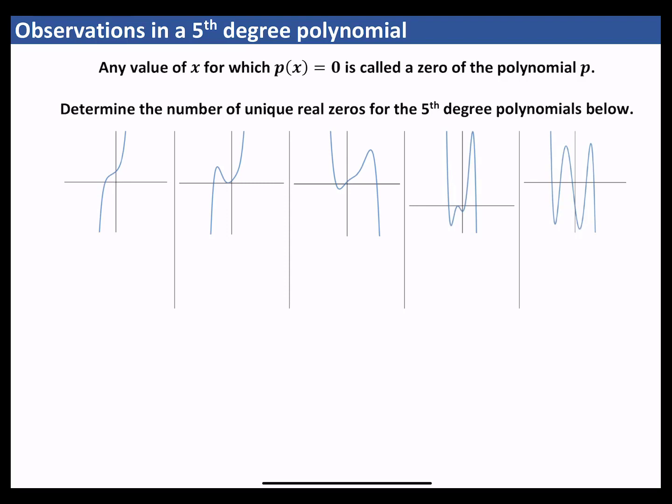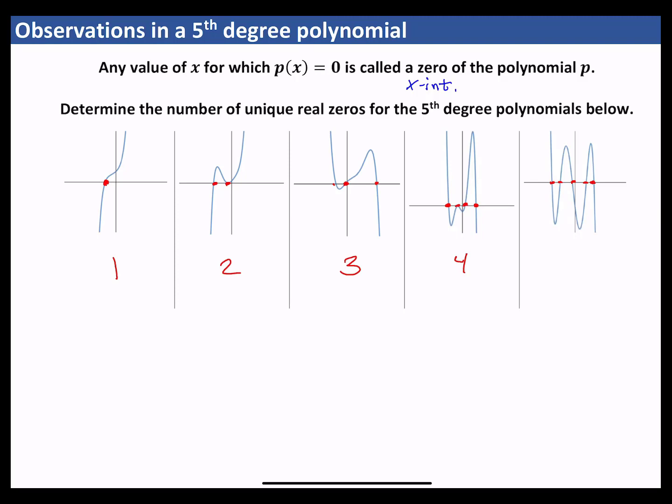Graphically, a real zero of a polynomial is any x value that makes the output equal to 0, an x-intercept. Pause the video and determine the number of unique zeros for the fifth degree polynomials below. Okay, you notice that from left to right, these fifth degree polynomials have 1 zero, 2 zeros, 3 real zeros, 4 real zeros, and 5 real zeros.